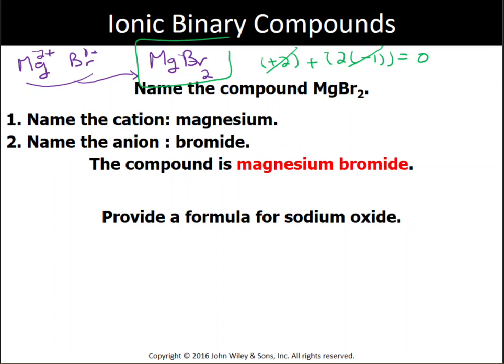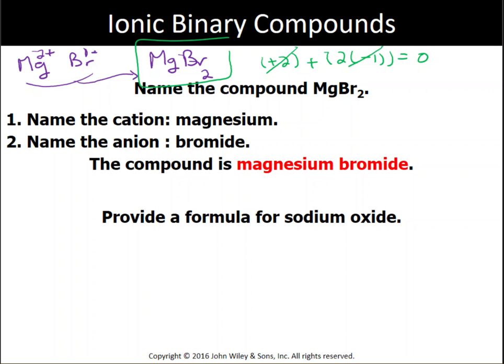Now you want to provide a formula for sodium oxide. So sodium oxide is an ionic compound. Why? Because sodium is a metal, oxygen a non-metal. By just looking at the naming, I can tell that it has the format of binary ionic compounds too. The name starts with the metal name followed by the anion name.